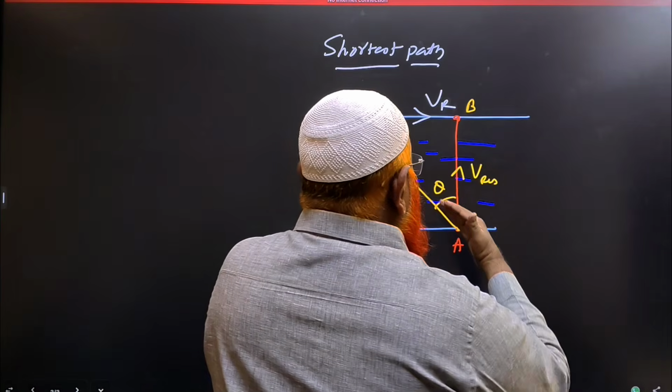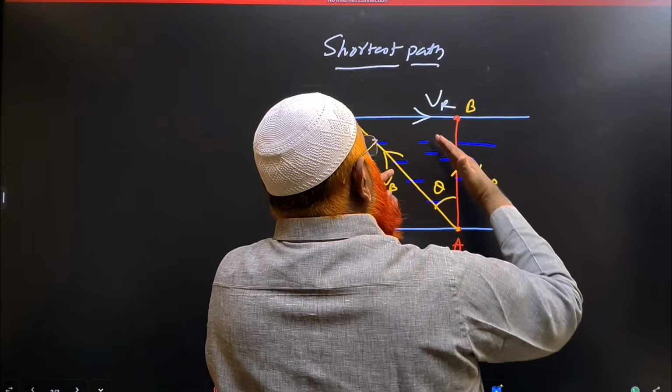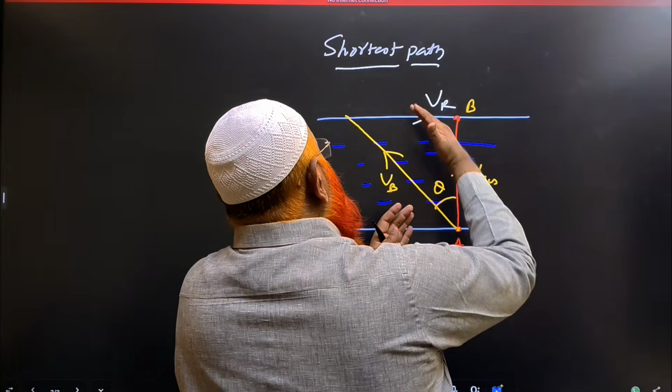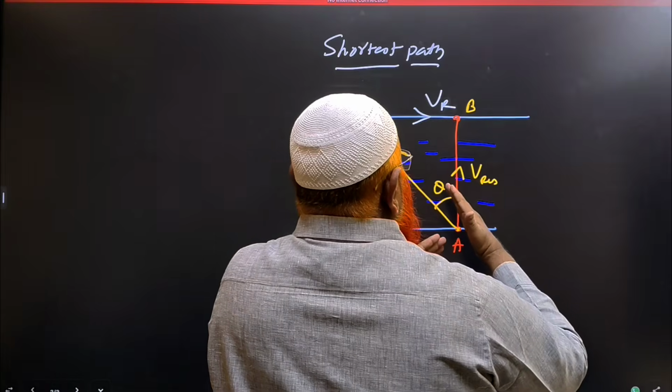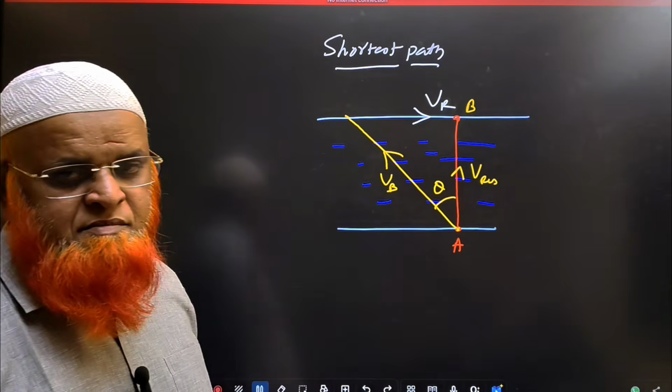Now look, your boat will be rowing in this direction, but the water will take it in this direction. But your direction will be like this. But you are not reaching there. You are reaching like this. So even if we face this way, we are actually going this way.